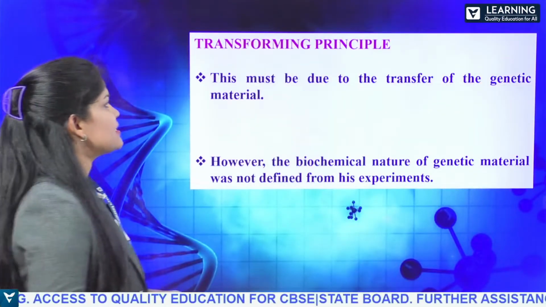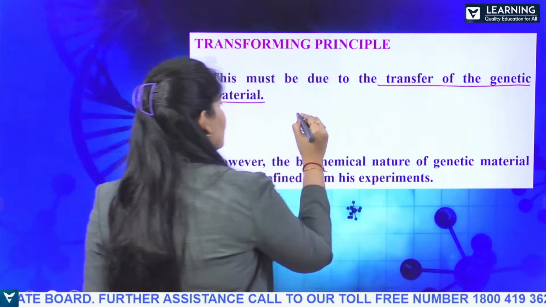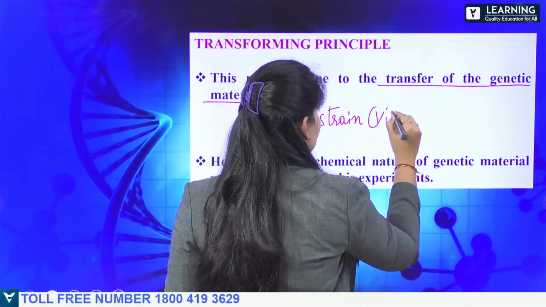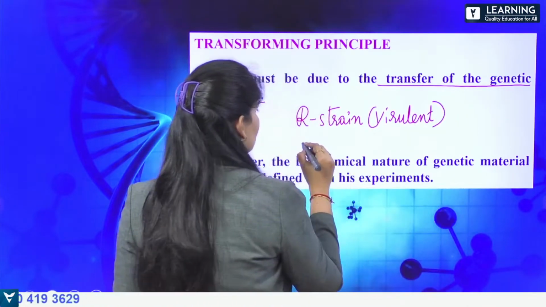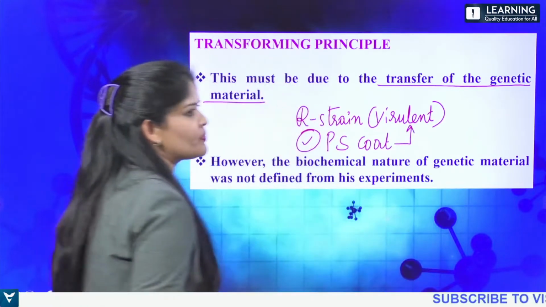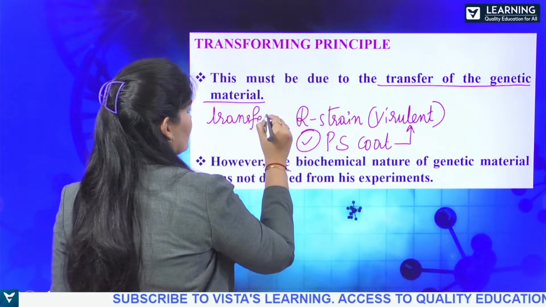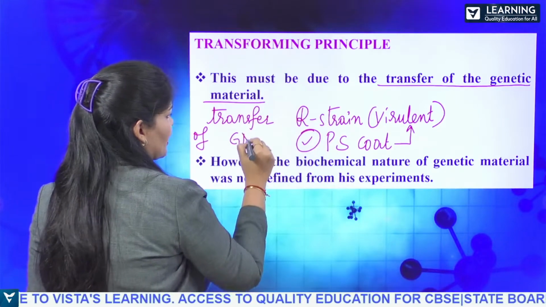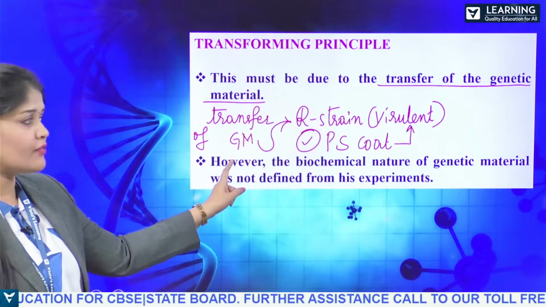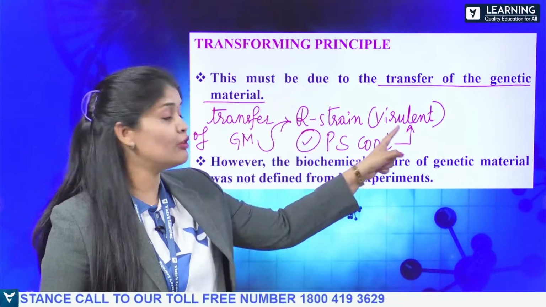Now, this must be due to the transfer of genetic material. The R strain got the capacity to produce a polysaccharide coat. It can now produce a polysaccharide coat. That is how it becomes virulent. And this all happened because of the transfer of genetic material to R strain. And that genetic material will give the information which is needed for the synthesis of the polysaccharide coat around it, making this R strain virulent form.